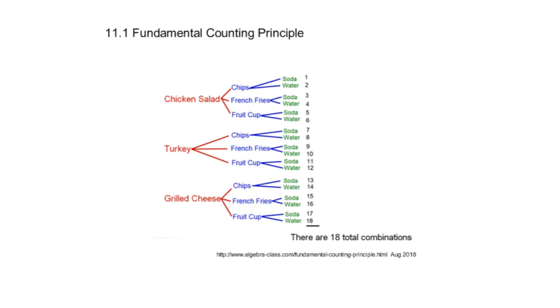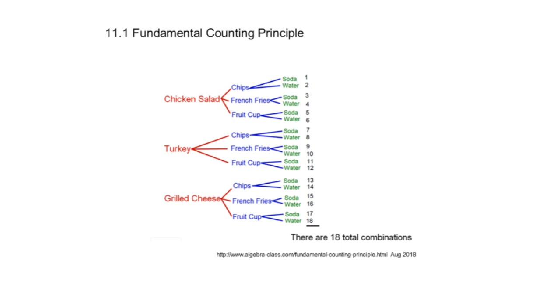This is 11.1 Fundamental Counting Principle. Now we use the fundamental counting principle to figure out the number of outcomes in a probability problem. So this is setting the foundation for those future probability problems that we have coming in the next chapter. Let's take a look at this tree diagram.